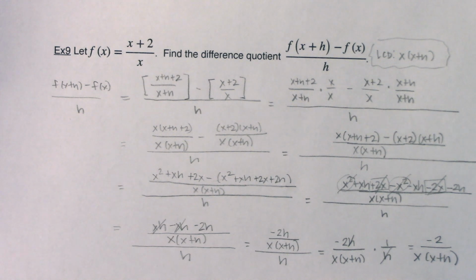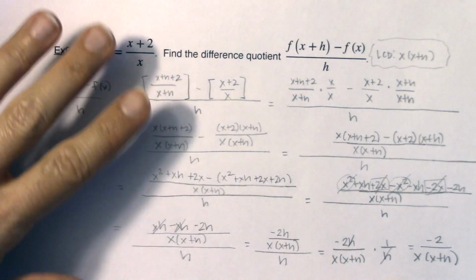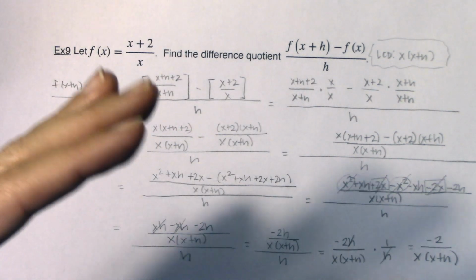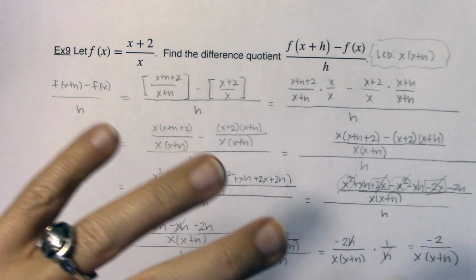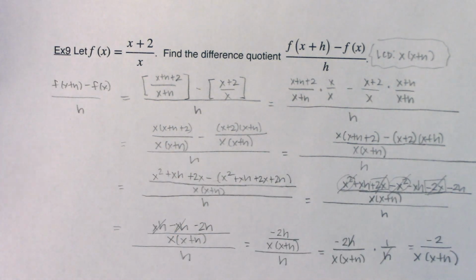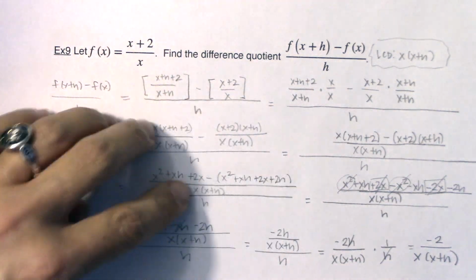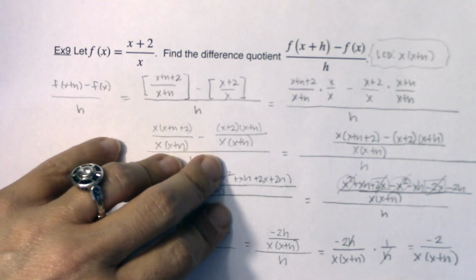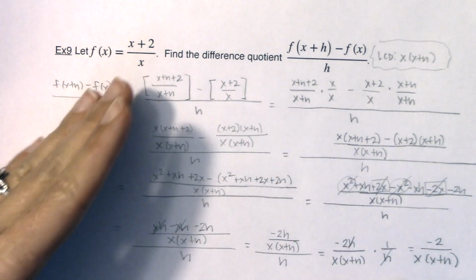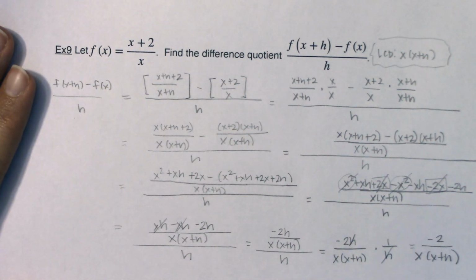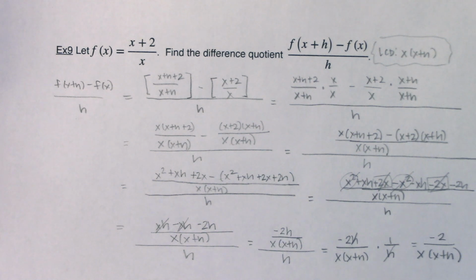So again, just kind of reminding you that when you have, like we saw in examples, I think 5 and 8 with polynomials, we're going to FOIL a bunch of stuff out, cancel. With fractions, there's going to be a least common denominator you've got to find, and then stuff's going to cancel. And we saw in example 7, when you have a radical, you're going to multiply by a conjugate. And those are the 3 most common types of algebraic techniques you'll have to use when you do all of these difference quotients.